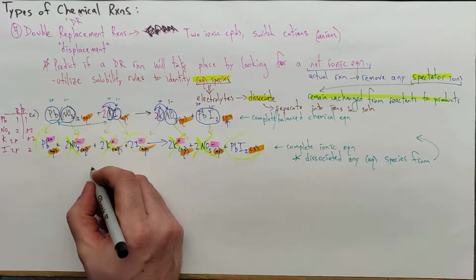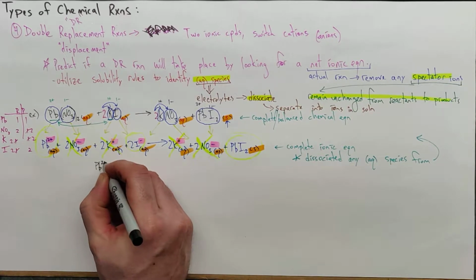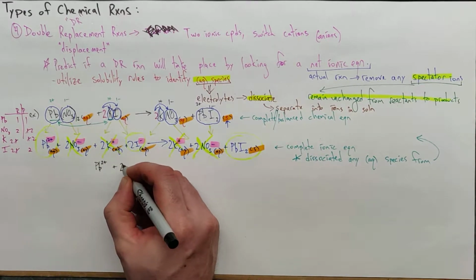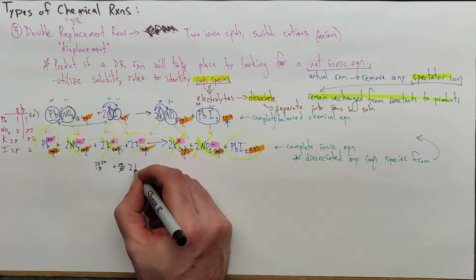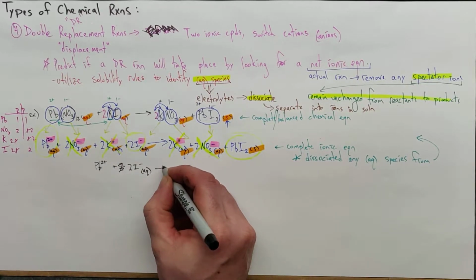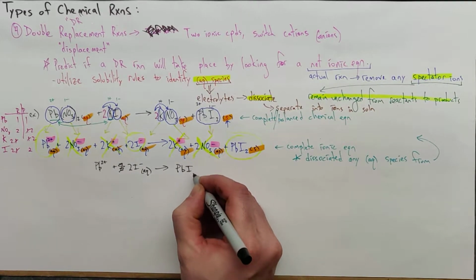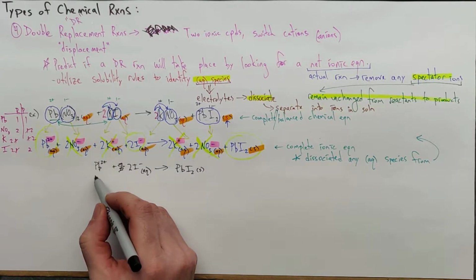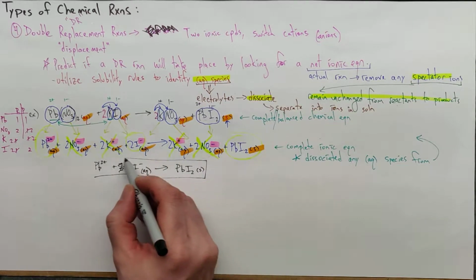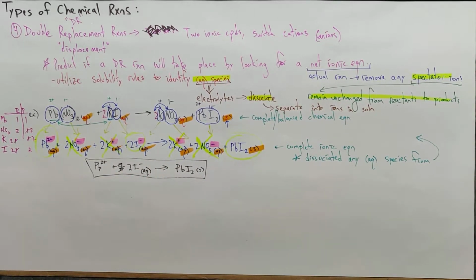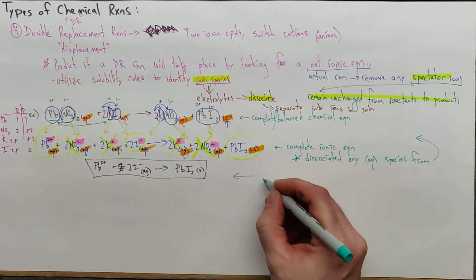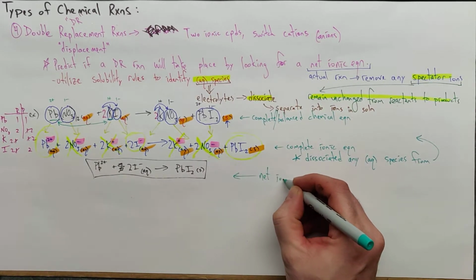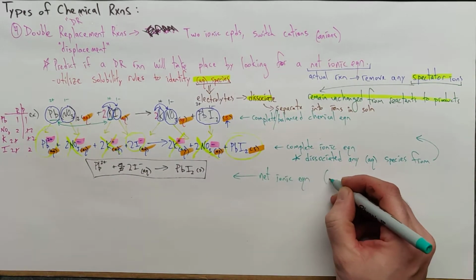So I'm going to take those things, my lead ions and my iodide ions, and that's going to give me lead 2 iodide. Something happens, and in this case that something is precipitation of lead 2 iodide. It happens to be a very brilliant yellow color, and I wish I could show you, but it's not an option right now. So this right here, we will declare this is our net ionic equation, which is our actual reaction.